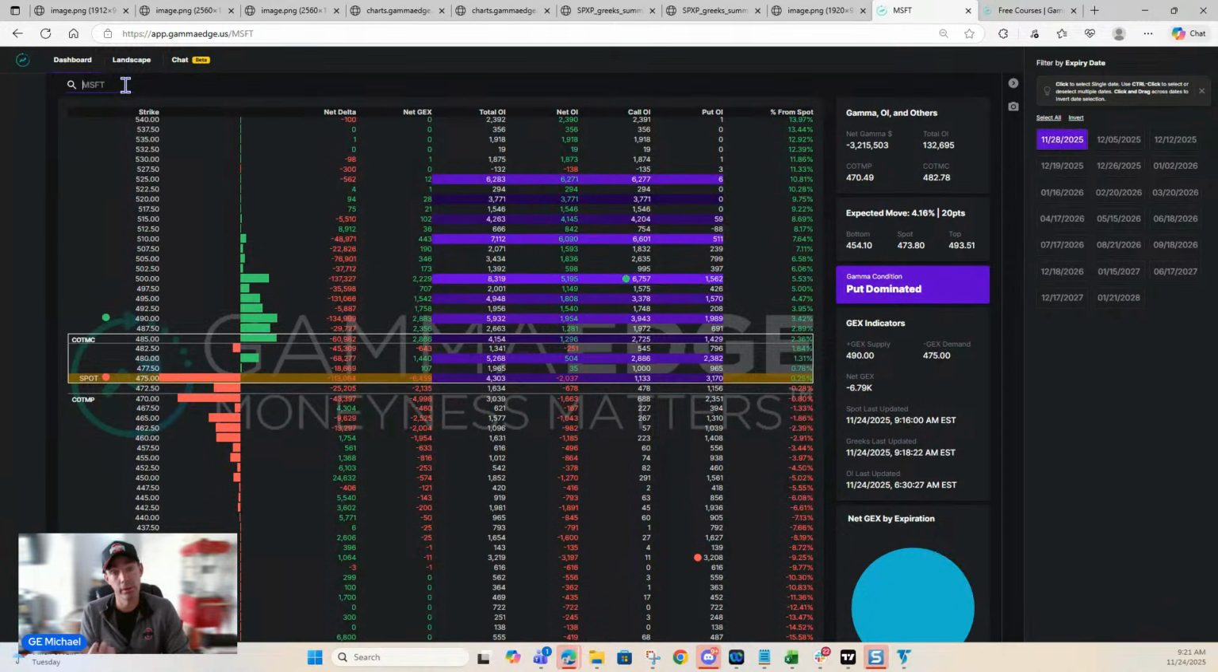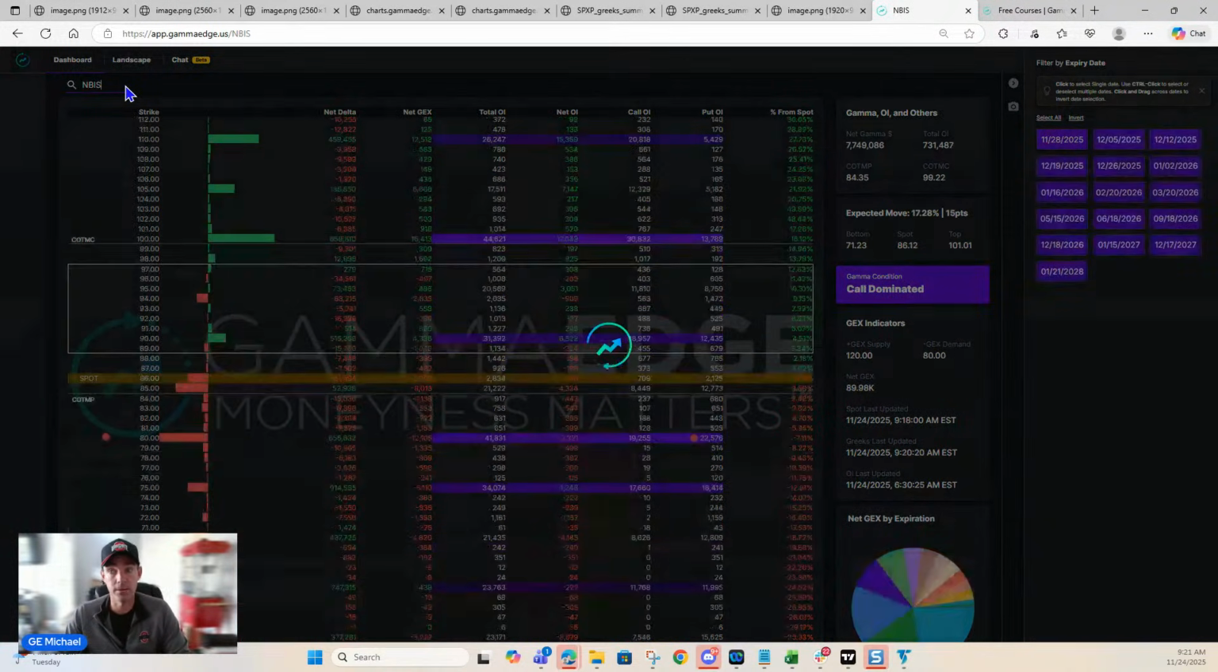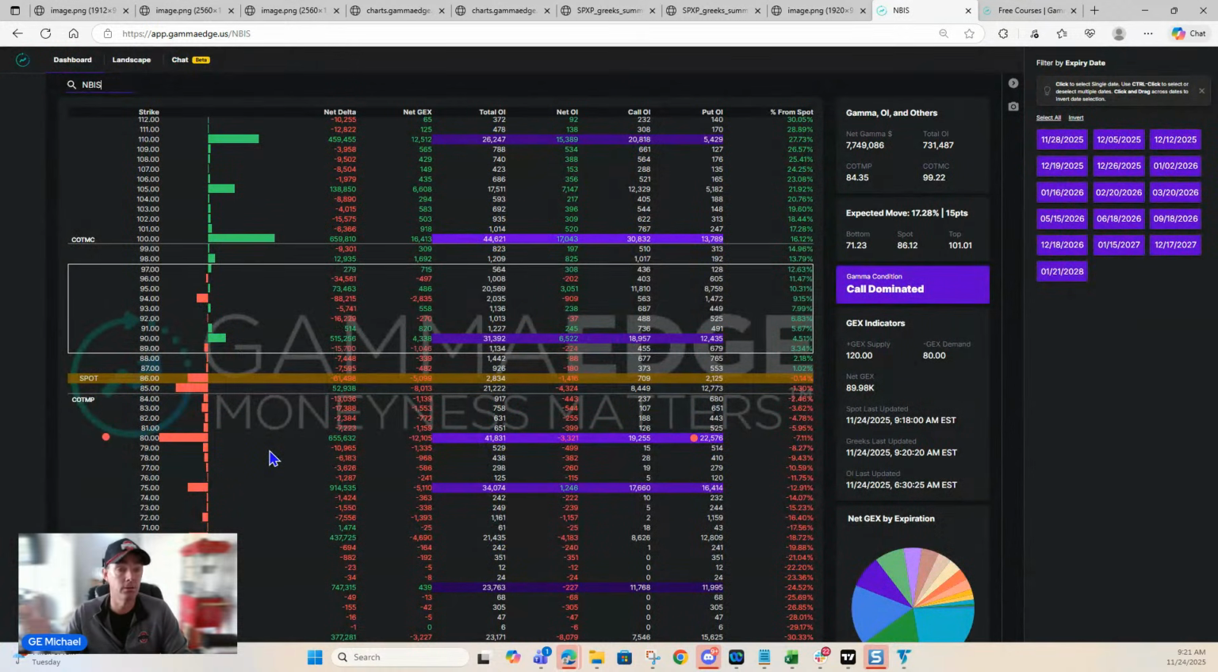So that's why you want to look at this if you're looking for stocks to be in when the market decides to bounce. Microsoft would not be the first one I'd go to. NVIDIA structure and sentiment looks much better.